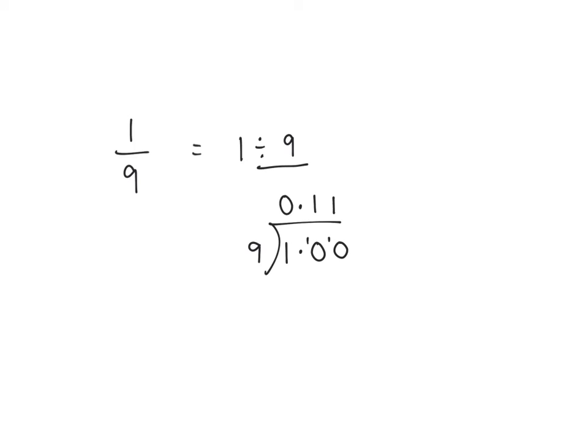Can you see what's happening? And do you know what this one is? What happens here? This just keeps going forever. Do you know what that's called? It's called a recurring decimal, and we don't write it like I have here. We put a little dot on top of the 1 to show that the 1 recurs. The 1 keeps going. So it's 0.11111, and it keeps going.